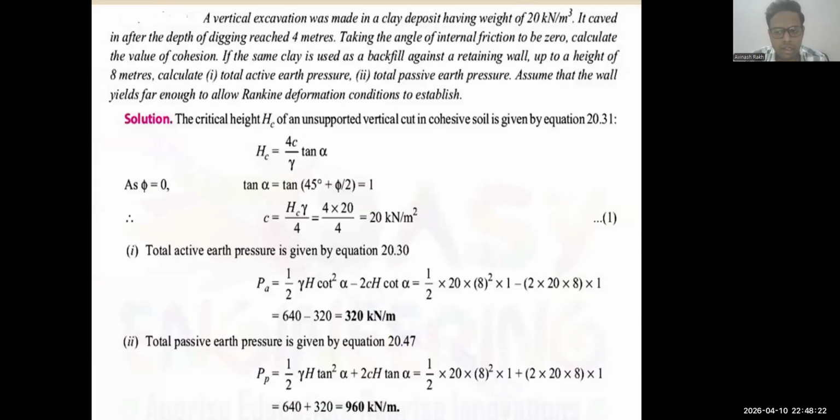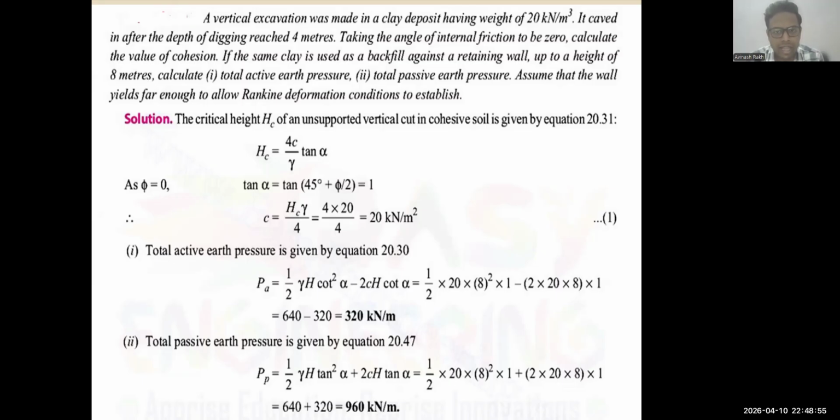Next, now let us see a single formula for the same concept. We are going to solve the problem. A vertical excavation was made in a clay deposit having a unit weight of 20 kilonewton per meter cube. It caved in after the depth of digging reached 4 meters. So taking the angle of intersection to be 0, calculate the value of cohesion. This is the first part of the numerical. Initially we have to calculate the cohesion. They have not given the value of c.